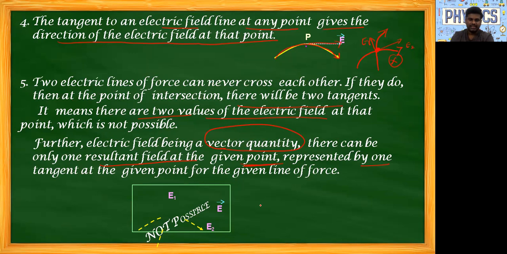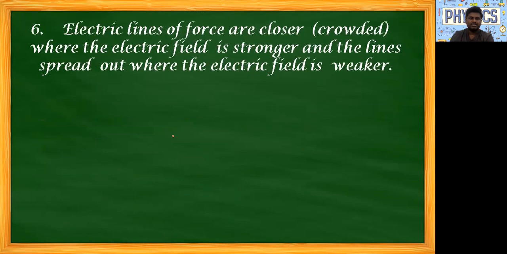So this is our electric lines of force. Here if you see, we draw one tangent, that is E2, and here another tangent, that is E1, and this is our resultant E bar. Only one direction we will get. Next, we'll see the sixth point.